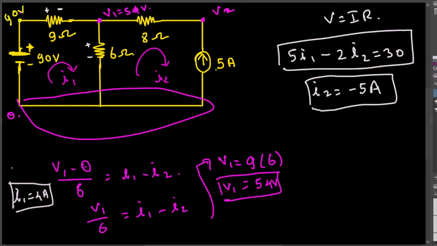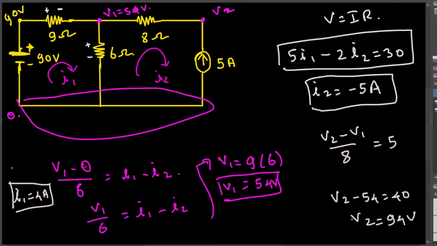If I assume current 5 ampere in this direction, current flows from higher potential to lower potential. So it's going to be V2 minus V1 divided by 8 equal to 5 ampere. So V2 minus V1, we already know this is 54, and 8 times 5 is 40. 40 plus 54 is 94. V2 is equal to 94 volts. So now we have solved for all the currents and all the voltages.